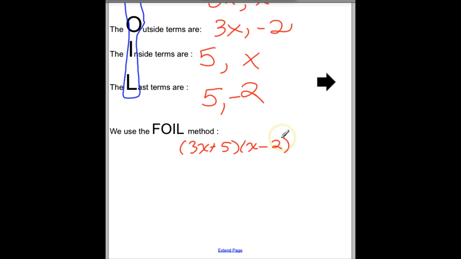We multiply in exactly that order. We do firsts. 3x times x is 3x squared. I'm going to put a little f over there for first. Then we go to the outsides. 3x times negative 2 is minus 6x.